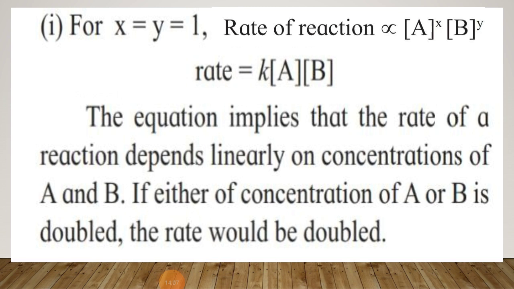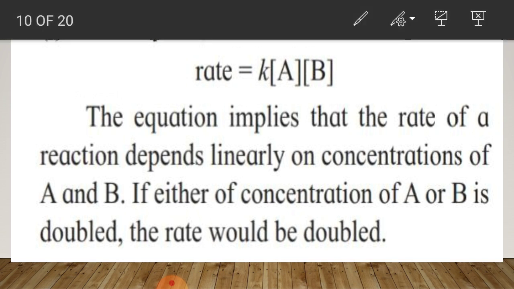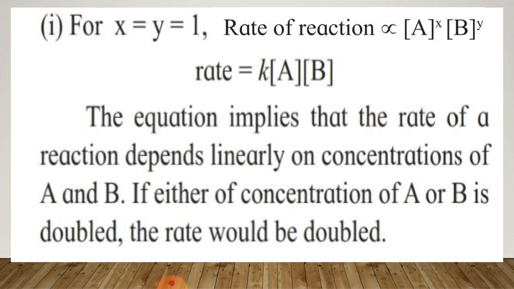Suppose this is the reaction: A plus B gives you C. For that, the rate of the reaction is directly proportional to the concentration of A raised to X, times the concentration of B raised to Y. Fine. And here we are taking X and Y as the value 1. So the rate is equal to K times the concentration of A times the concentration of B.